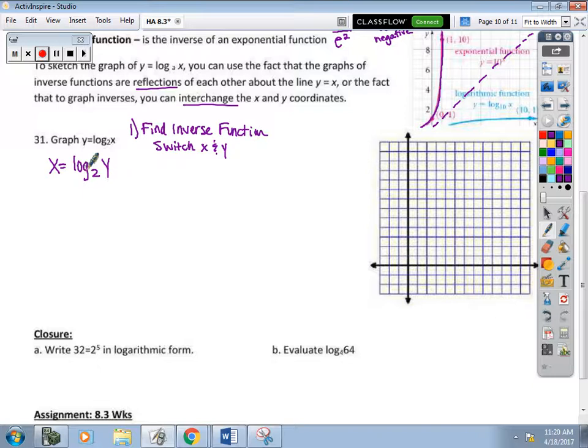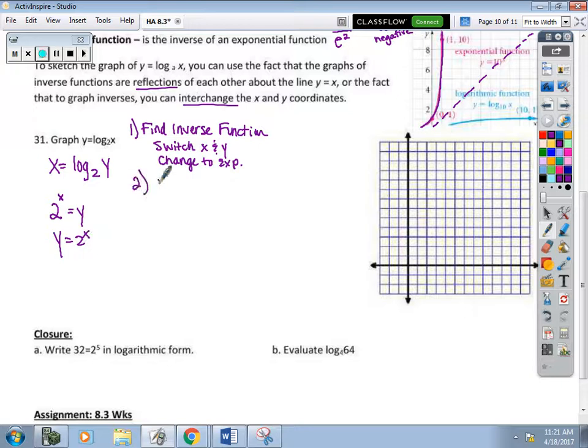Then we're going to change this to exponential, that way it's in the form y equals. So the base is 2, so the base stays 2. The other side becomes my exponent, so this would be 2 to the x equals y, or y equals 2 to the x. Make sure you change your x and your y first before you start doing that. Otherwise we'll get 2 to the y equals x, and we want its inverse function.